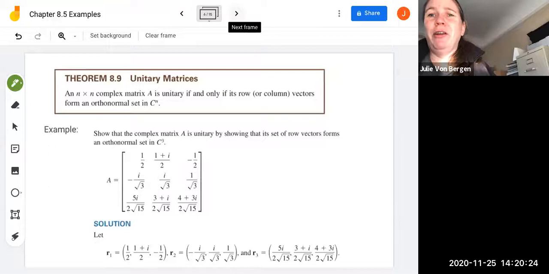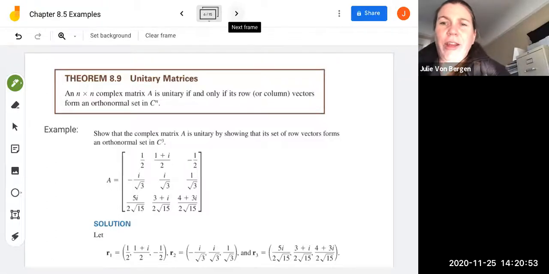So that brings us to theorem 8.9 about unitary matrices. An n by n complex matrix A is unitary if and only if its row or column vectors form an orthonormal set in Cn. We aren't going to prove this, but let's take a look at an example to see how it works. We're going to show this matrix A here is unitary by showing that its set of row vectors forms an orthonormal set in C3. So A is a 3 by 3 matrix.